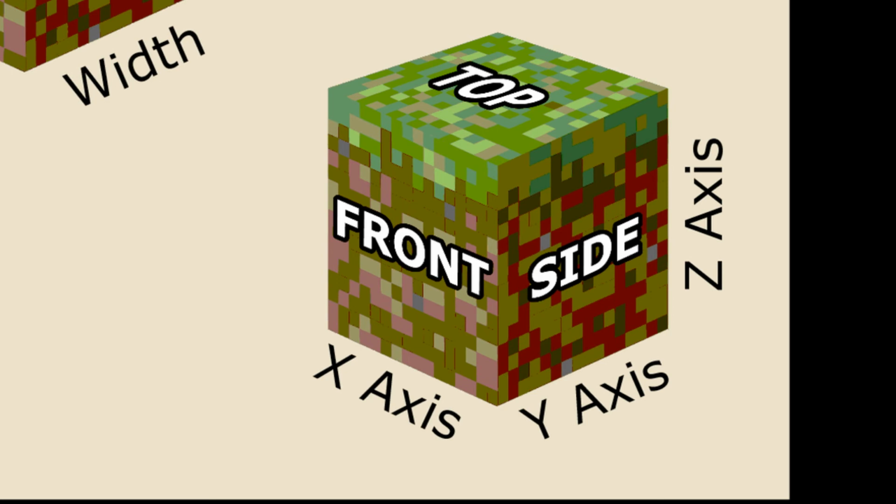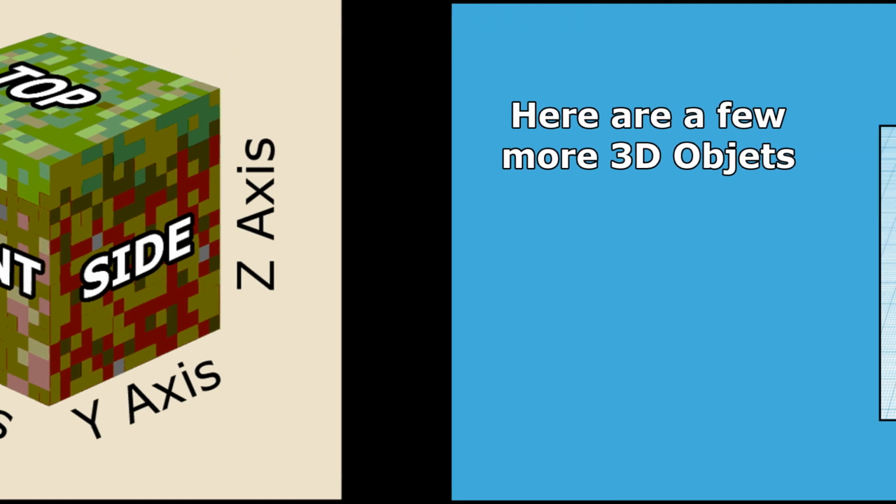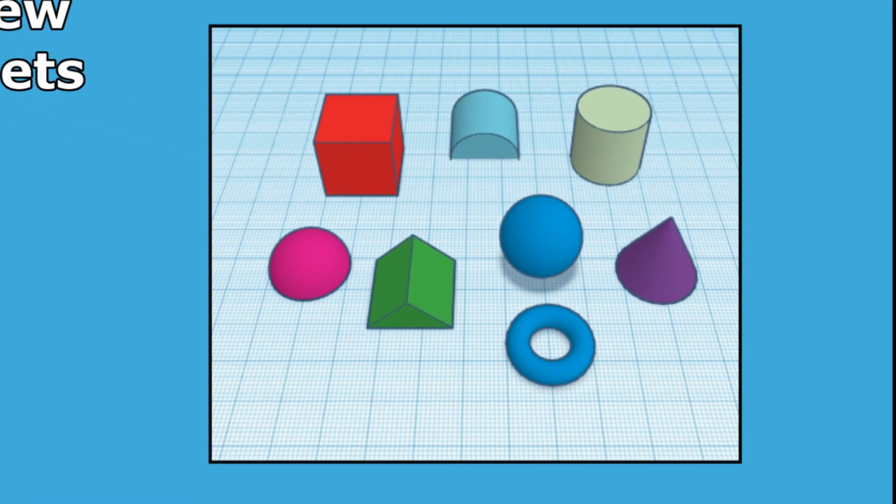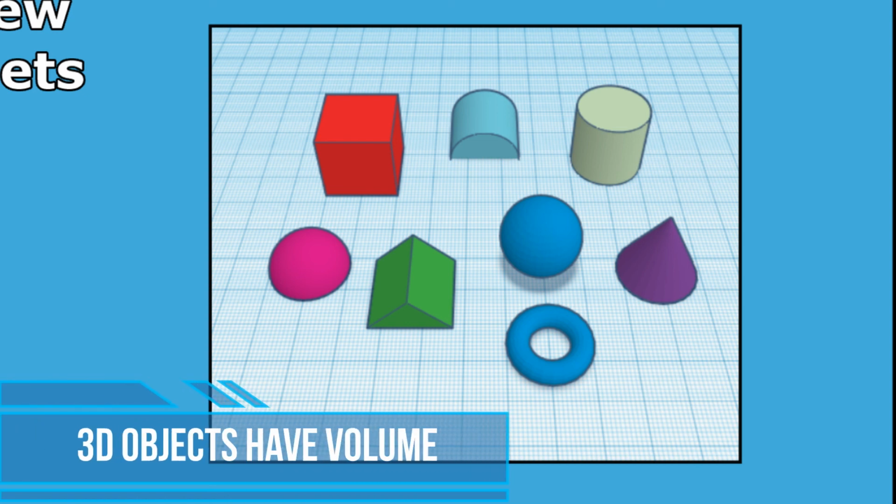Now if we look here, engineers and other technical people might say we have an x-axis and a y-axis and a z-axis. And when you do further science and mathematics in school, you'll see that we will use x and y-axis when you start drawing graphs. And here are a few more 3D objects. These I've actually taken out of Tinkercad, just to give an example of the kind of objects that we can use.